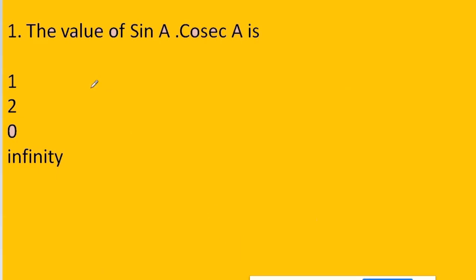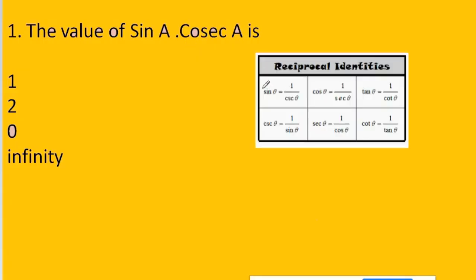Let us discuss the first problem. The value of sin A into cosecant A. To solve this problem, we have to know the reciprocals. Let us see the reciprocals. So sine reciprocal is cosecant and cosecant reciprocal is sine. Similarly, cos and secant are reciprocal to each other, tan and cot are reciprocal to each other.